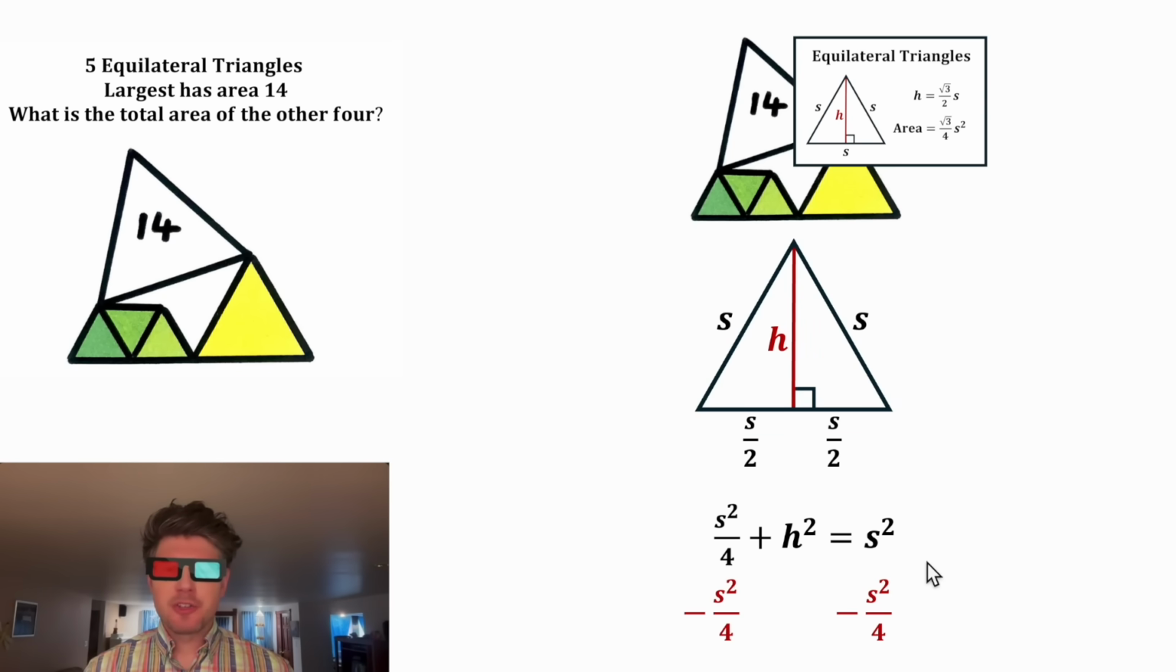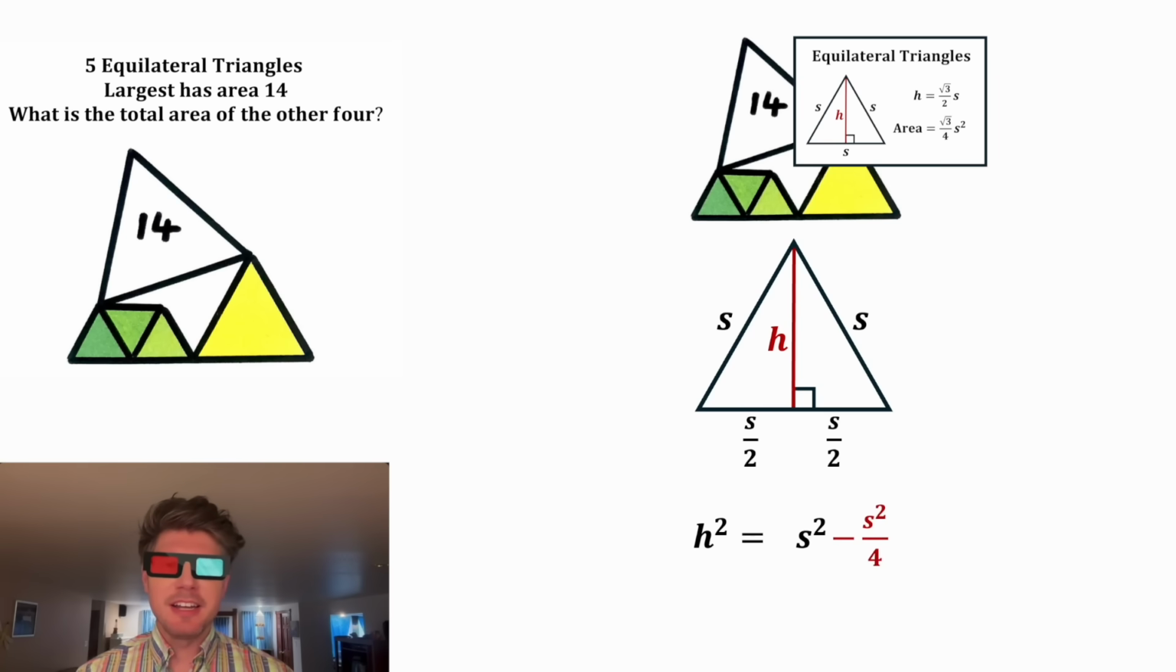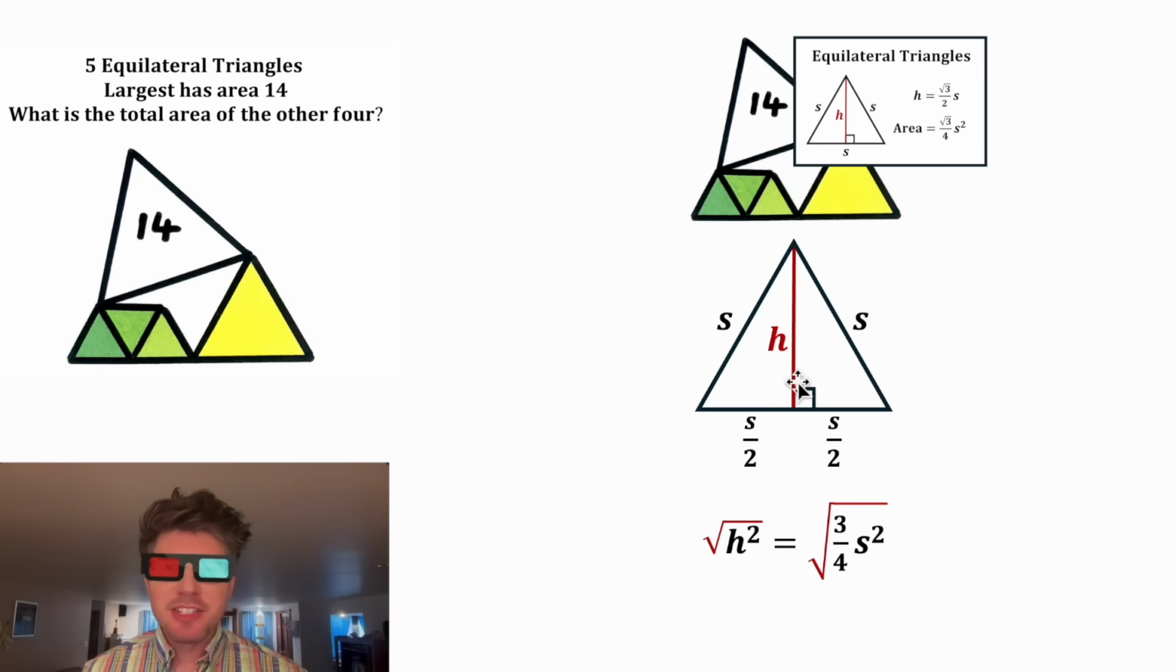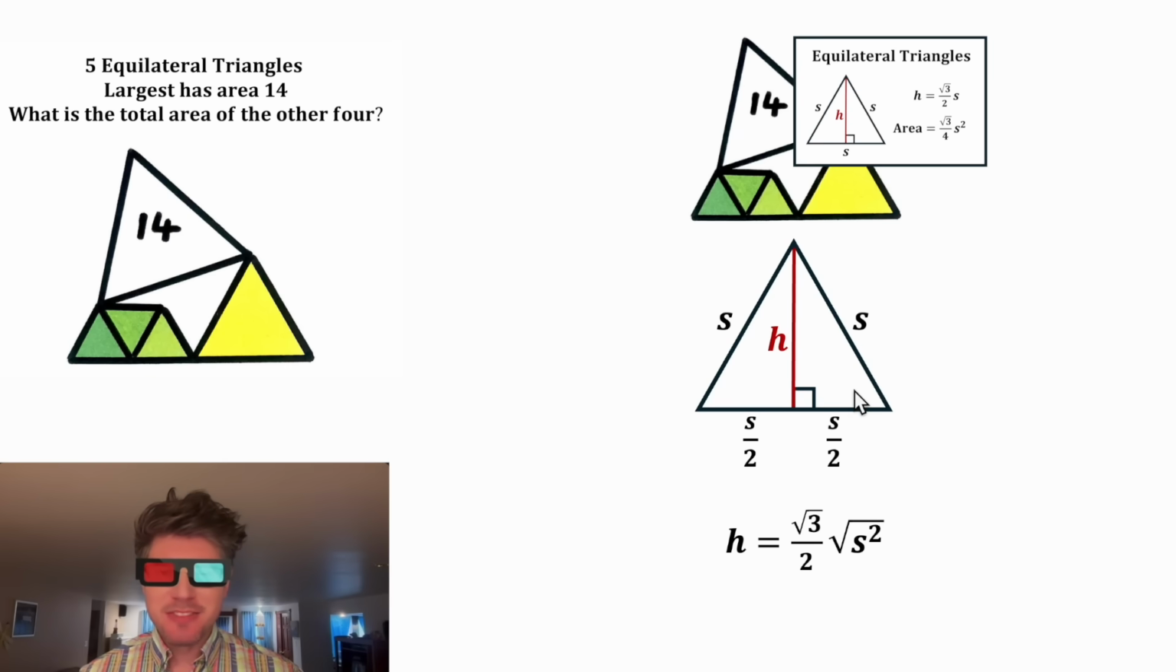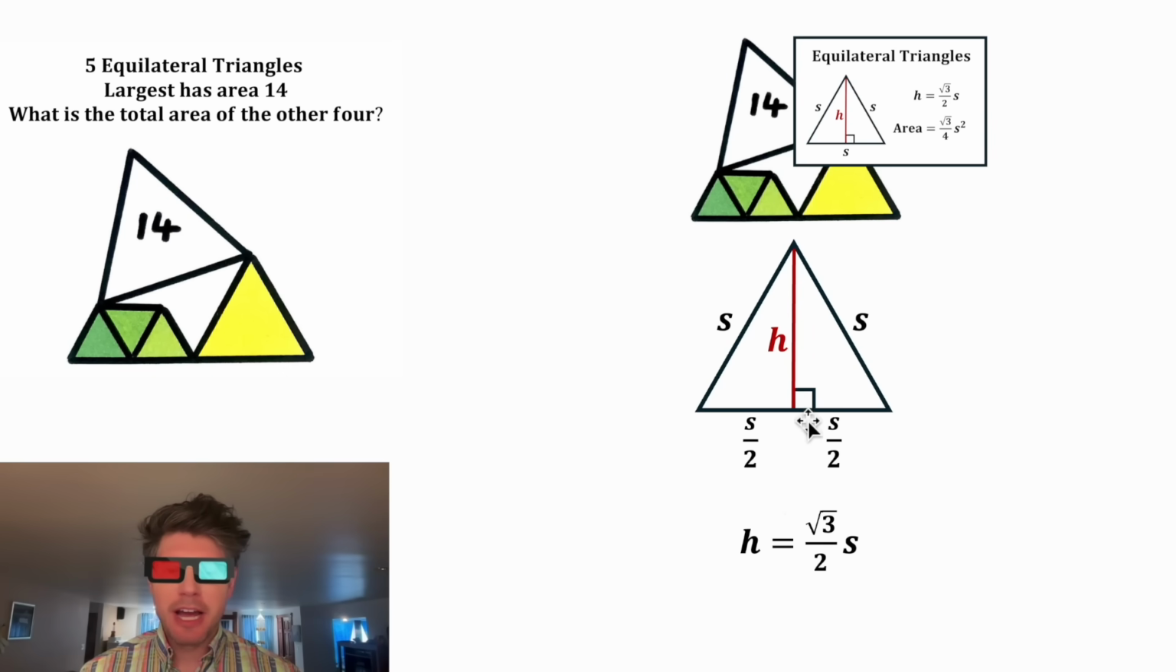Next, we can subtract S squared over 4 from both sides. On the left-hand side, we'll have H squared. And on the right-hand side, S squared minus 1/4 S squared is 3/4 S squared. Next, to get the H all by itself, let's take the square root of both sides. Since H is a positive distance, the square root of H squared is H. And on the right-hand side, for everything under the square root, they can each get their own square root. On bottom, the square root of 4 is 2. And then since S is a positive distance, the square root of S squared is S. And now we know that the height of an equilateral triangle is exactly √3 over 2 times the side length.